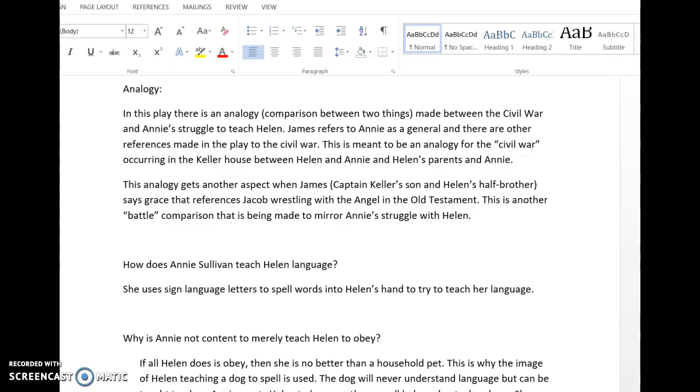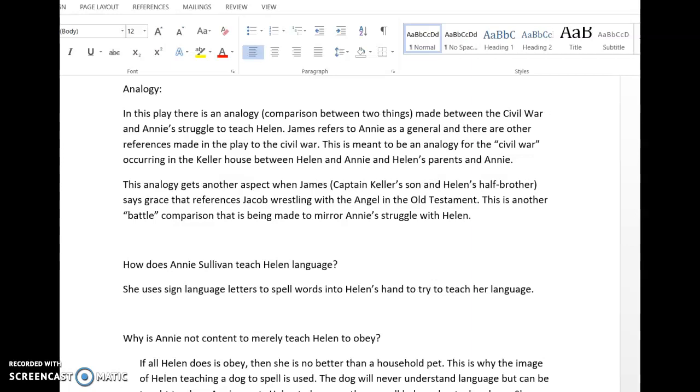There are other references in the play made to the Civil War. There's a point where Captain Keller and James are having an entire conversation about battles and generals in the Civil War. This is supposed to be an analogy for the Civil War, that's in quotation marks, because it's a war. A civil war is a war between two sides that are essentially related to each other or in the same country. There's a civil war in the Keller household occurring between Annie and Helen. Annie's fighting to get Helen to behave, and between Helen's parents and Annie because they sort of disagree on how to handle Helen.